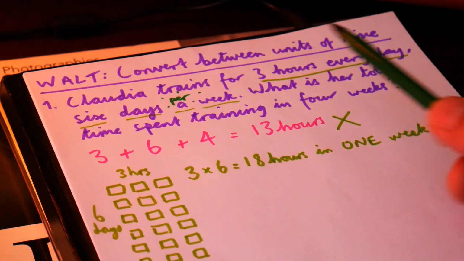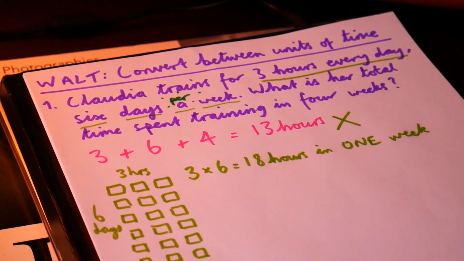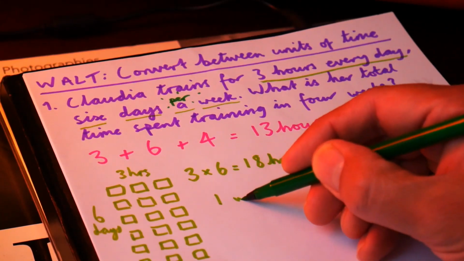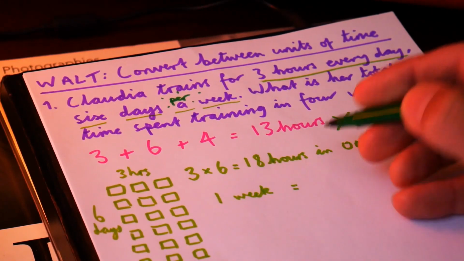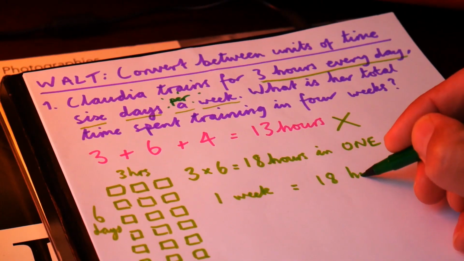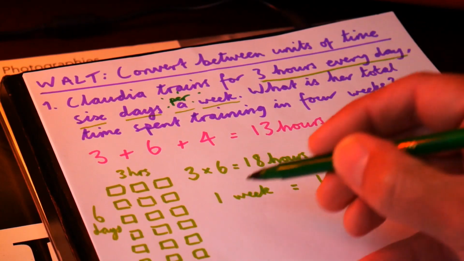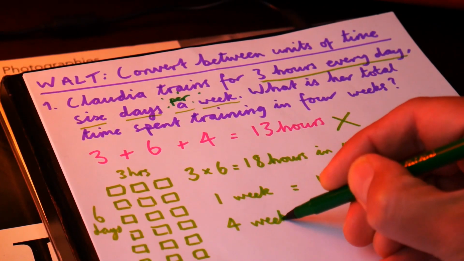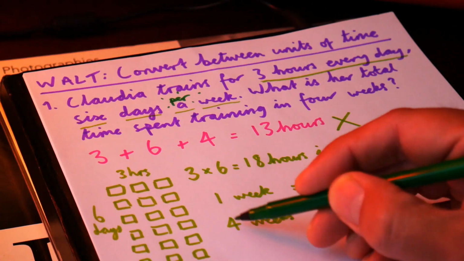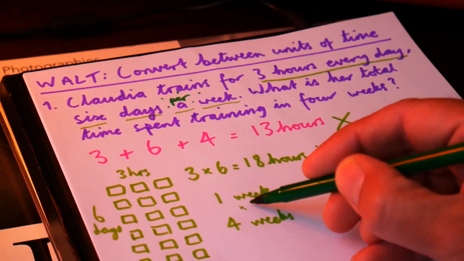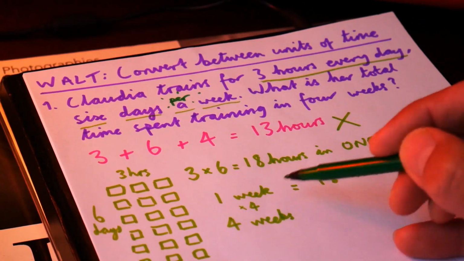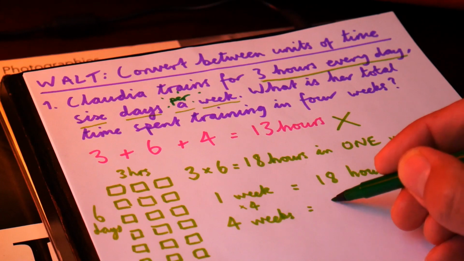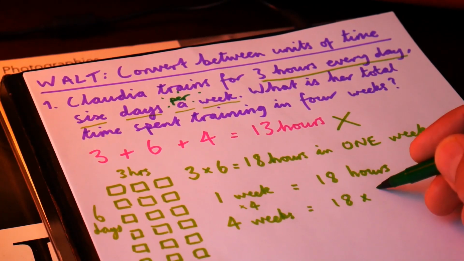But then it says, what is her total time spent training in 4 weeks? So we know what it is for 1 week. So 1 week equals 18 hours. But 4 weeks, what have we done to 1 to get 4? We've multiplied it by 4, haven't we? So if we've multiplied this side by 4, we also want to multiply this side by 4. So this is 18 times 4.